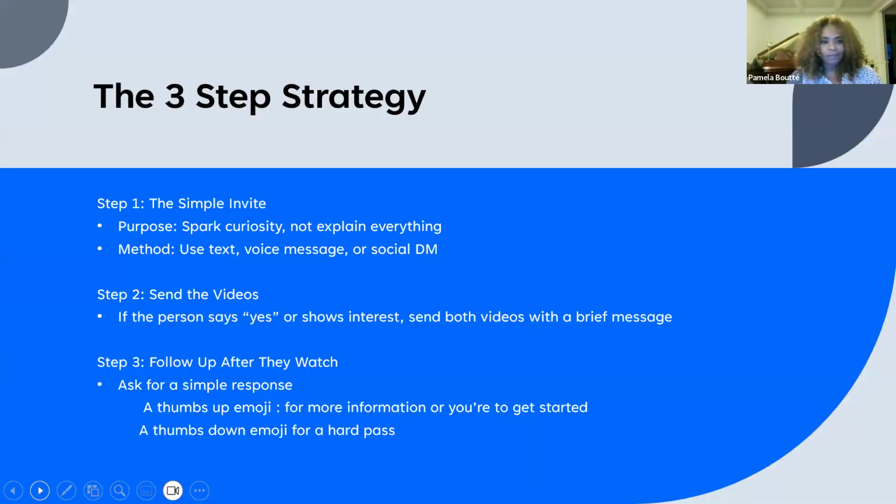Here's the 3-step strategy. Step 1, you're going to do a simple invite. You want to do something that's going to spark curiosity, but not explain everything. We're not here to explain everything. We have something that's going to do that for us, which are the videos, right? So we're going to use a simple text to invite, leave a voice message, or a social DM on Facebook or Instagram, something of that sort. Second step is to actually send the video. If the person accepts your invite and shows interest, you're going to send them both videos along with a brief message, and we'll go into that.